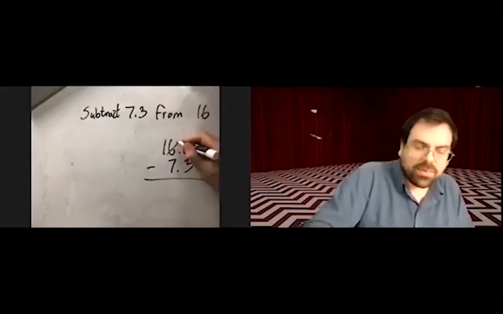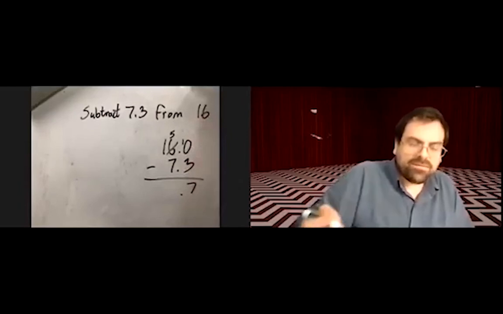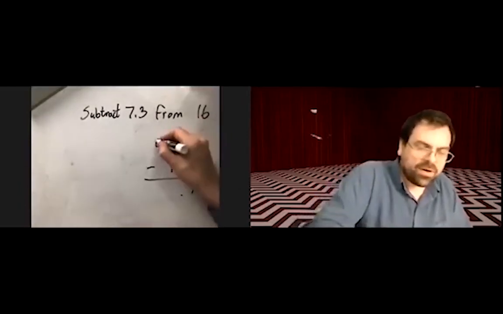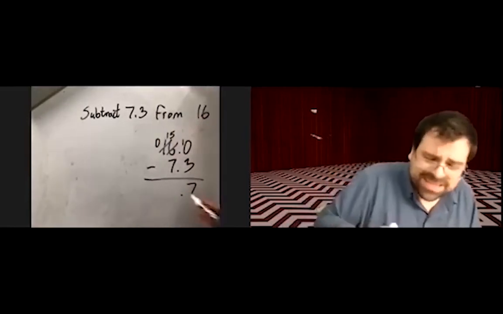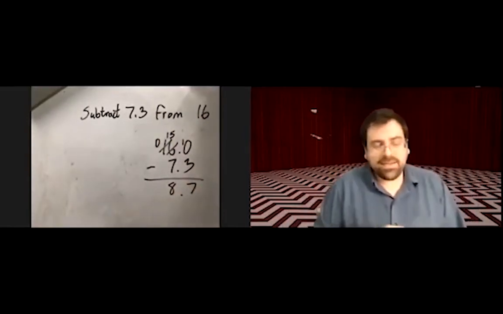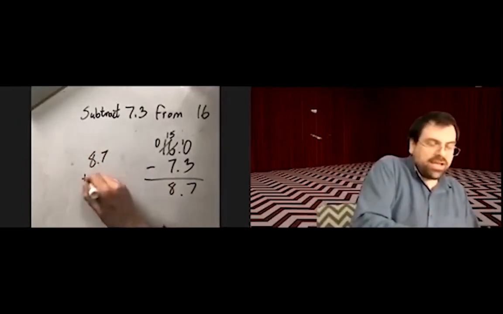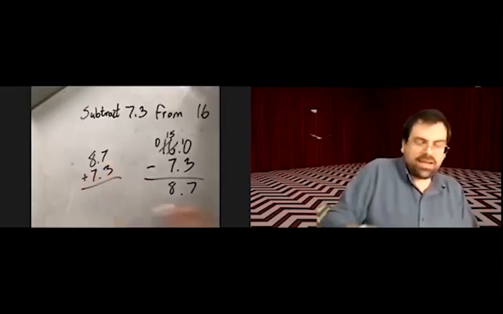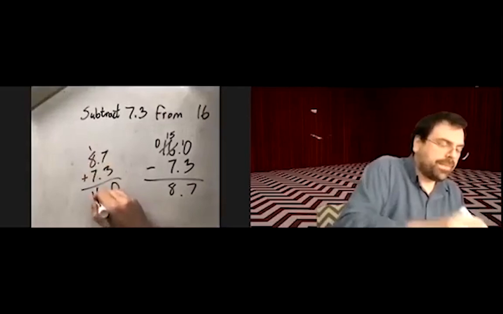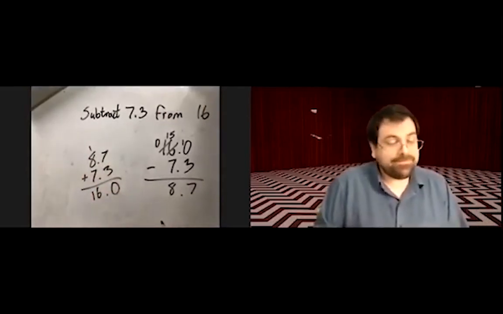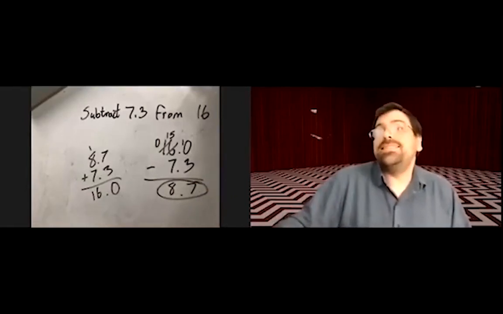Subtract, borrow. 10 minus 3 is 7, decimal point. 5 minus 7 can't do it. Borrow. 1 becomes a 0. 5 becomes a 15. 15 minus 7 is 8. And if we check by adding, 8.7 plus 7.3 is 16. Got the right answer. 8.7 is it.